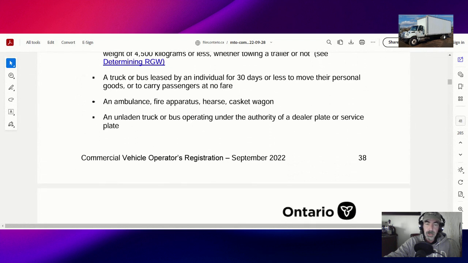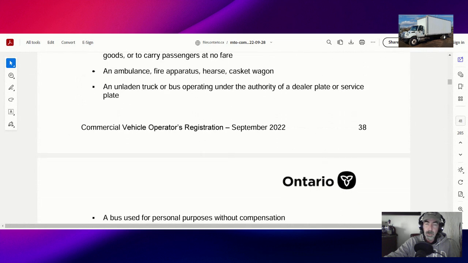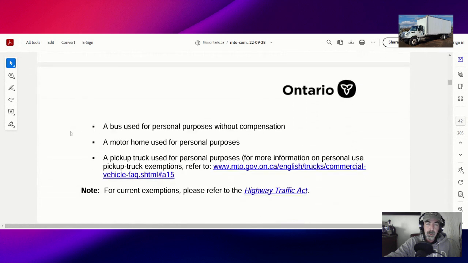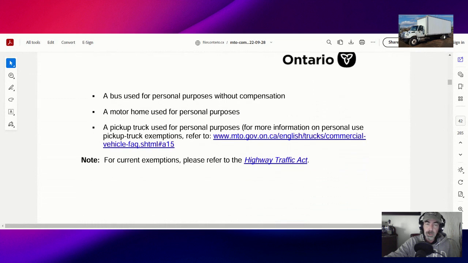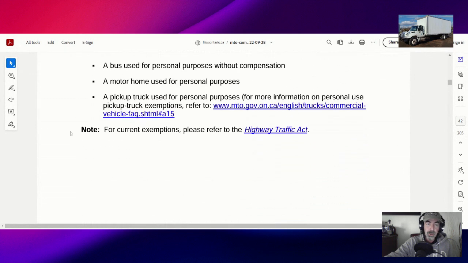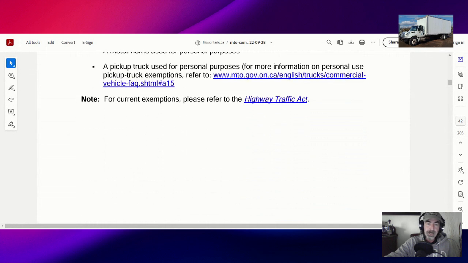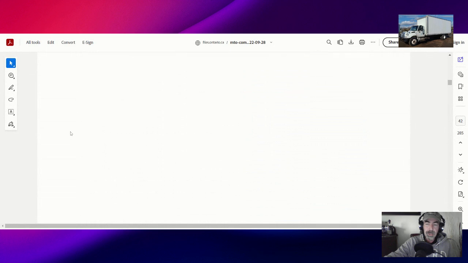An ambulance, fire apparatus, hearse, casket wagon. An unladen truck or bus operating under the authority of a dealer plate or service plate. A bus used for personal purposes without compensation. A motorhome used for personal purposes. A pickup truck used for personal purposes. For more information on personal use pickup truck exemptions, refer to www.mto.gov.on.ca. Note, for current exemptions, please refer to the Highway Traffic Act.